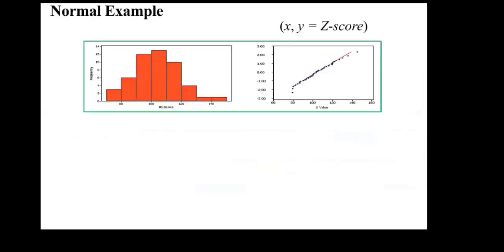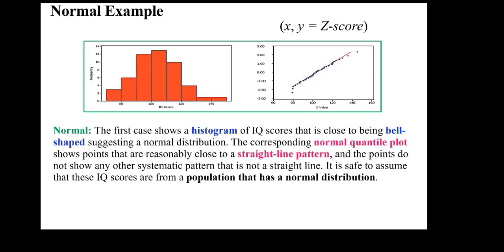So, for example, let's look at this graph. When we look at this graph, it appears the histogram is almost bell-shaped. And if you look at the normal plot, it appears to be linear. So that's the idea that shows we are assessing normality, and this must be normally distributed. Normal. The first case shows a histogram of IQ scores that is close to being bell-shaped, suggesting a normal distribution. The corresponding normal quantile plot shows points that are reasonably close to a straight line pattern, and the points do not show any other systematic pattern that is not a straight line. It is safe to assume that these IQ scores are from a population that has a normal distribution.